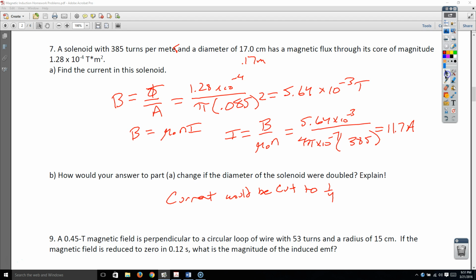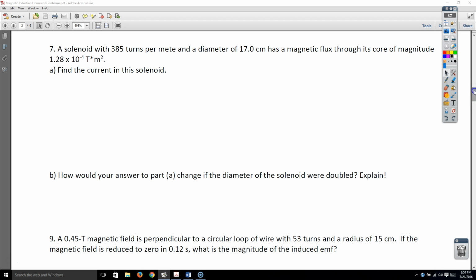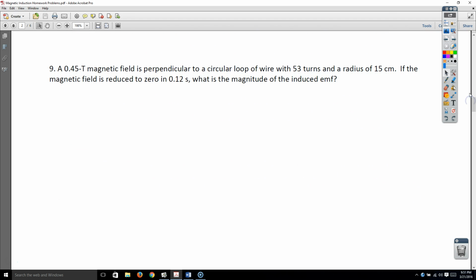Okay, so let's go ahead and take a look at the next one, which is number 9. And for number 9, I've got a 0.45 Tesla magnetic field. It is perpendicular to a circular loop of wire with 53 turns and a radius of 15 centimeters. If the magnetic field is reduced to 0 in 0.12 seconds, what is the magnitude of the induced EMF?